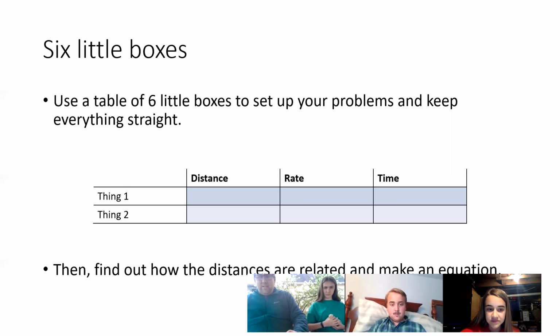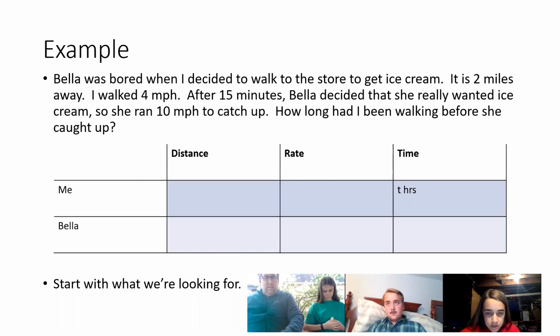At the top, write distance, rate, and time, right? Distance equals rate times time. So that's the part you have to memorize, is distance equals rate times time, okay? And then usually these problems are done by comparing 2 different things. So you do a thing 1 and a thing 2. Then you figure out how the distances are related and you make an equation based on that. Okay, so that's the general framework of these problems. Let's look at an example here.